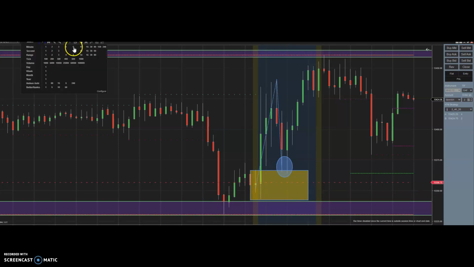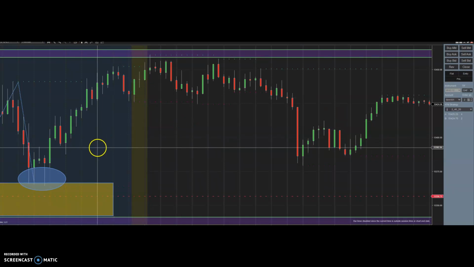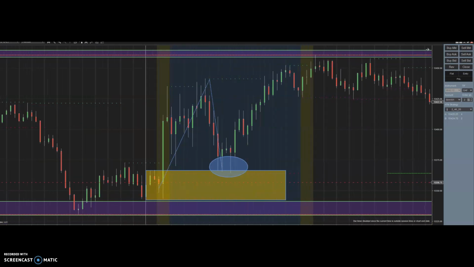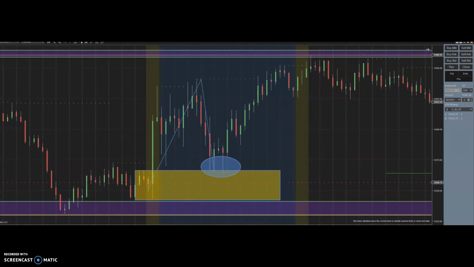So at this point, I'm dropping down to my 5-minute chart and I'm looking for my reversal pattern. So in this case, I had a double bottom. We had a double W, a W pattern off of support.